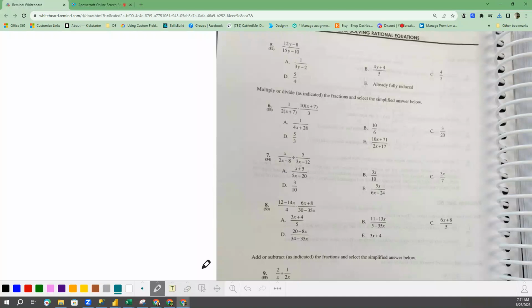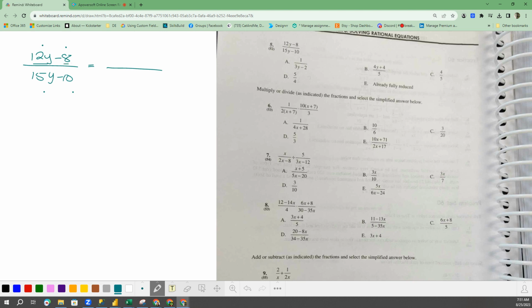So we are moving on to number 5. Again, still just a plain fraction, so therefore you need to factor it out. 12y minus 8 over 15y minus 10. Okay, so the top one is a binomial, two terms. If you have multiple terms, you just need to factor out the common factor.